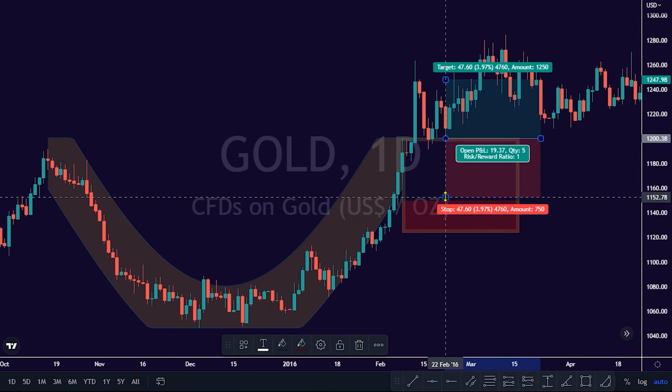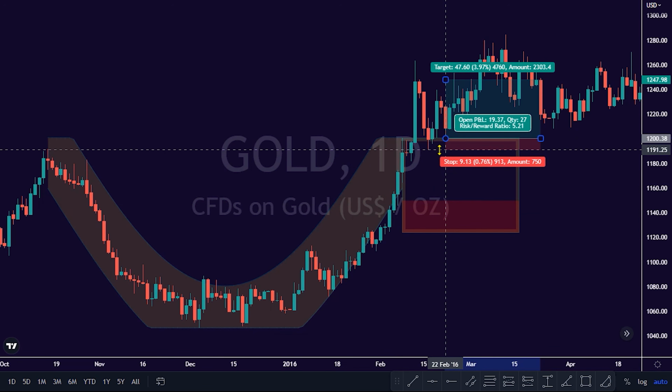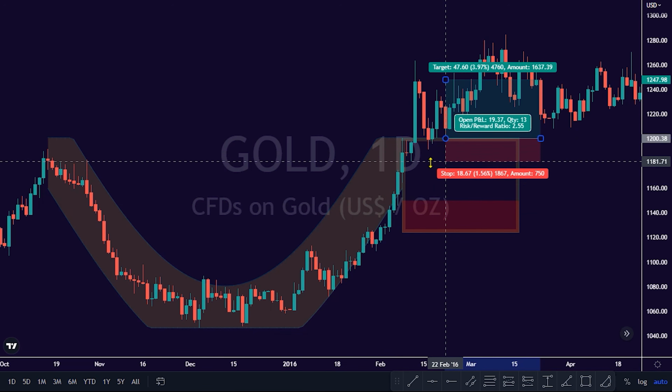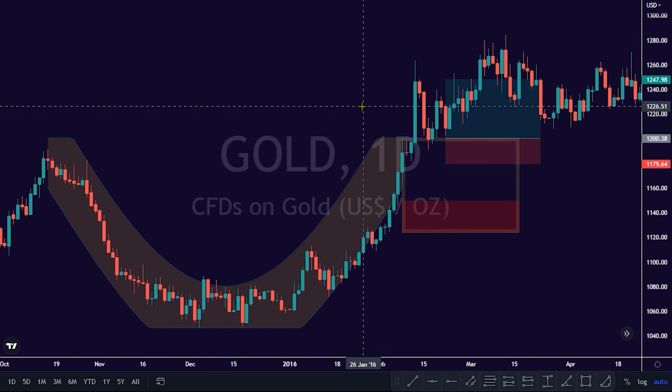Traders can then apply their stop loss at the low of the bullish price action candlestick that acted as the validation entry level for the buy setup.